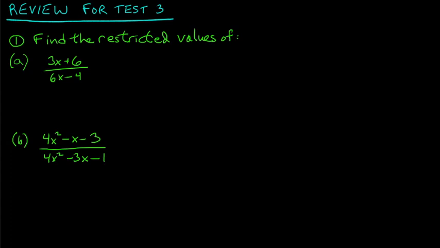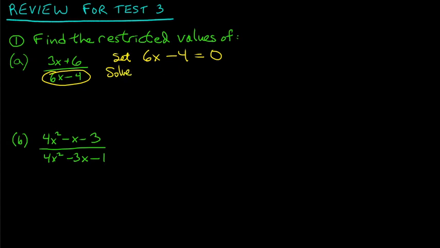We want to find the restricted values of the rational expressions. Let's start with part A, 3x plus 6 over 6x minus 4. Okay, so how do you find the restricted values? Remember, for the restricted values, we only care about the denominator. So we take the denominator, 6x minus 4, and set it equal to 0. Okay, and then we solve that equation.